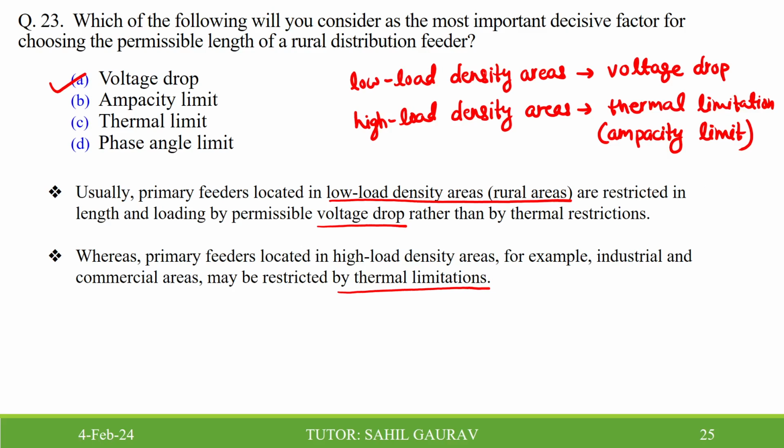So why do we look into the voltage drop in low load density areas and the ampacity limit in high load density areas? Do you have some idea? Because if you know the logic behind any theoretical problem, then you do not need to mug up or remember all the things. It is very simple, just put in some common sense.